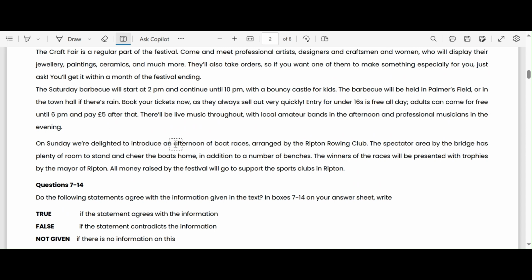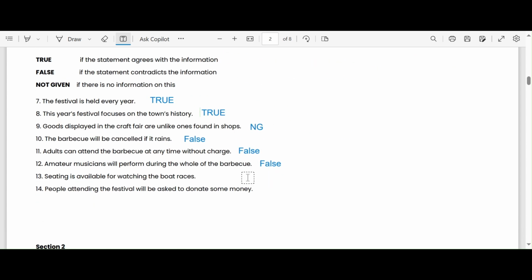"On Sunday, we are delighted to introduce an afternoon of boat races arranged by Ripton Rowing Club. The spectator area by the bridge has plenty of room to stand and cheer the boats home, in addition to a number of benches." So this means in addition to the benches, there is also plenty of room to stand. Benches means seats, so there will also be seats available, right? Seating is available, so that's true. So let's move to another question.